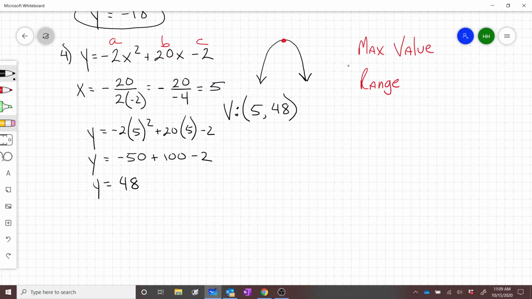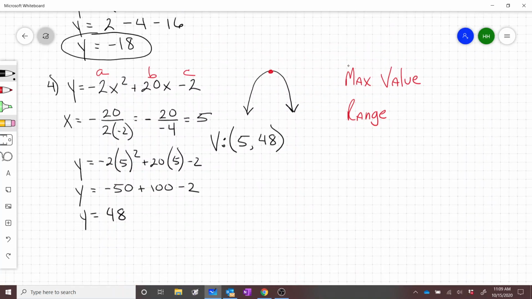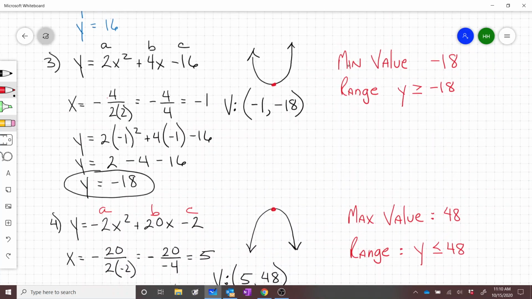All right, so the max value of this graph is going to be 48. The range is going to be all of our y values in this graph will be less than or equal to 48. When that graph goes down, your range is going to be less than or equal to. When that graph goes up, your range is going to be greater than or equal to. And it's always the y value at the vertex.